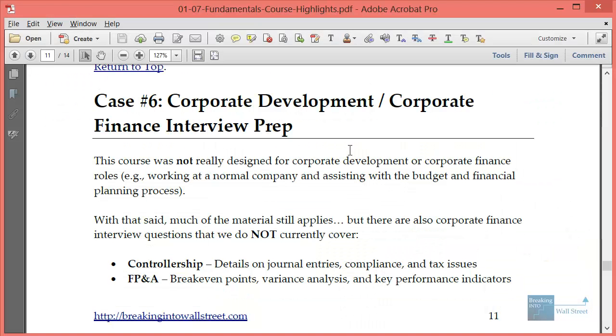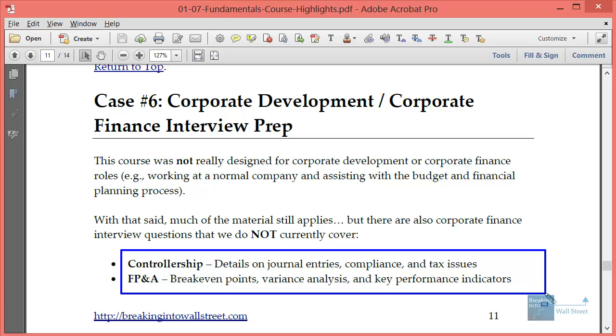So a lot of the material applies, but in these types of interviews, especially corporate finance, they will ask you questions on journal entries for accounting, compliance, tax issues, a lot of accounting questions that go beyond the scope of what we cover in the course, because from our perspective, these are just not that useful if you're advising a company on a deal or you're thinking about investing in a company. But if you're working internally at a company, these become more important. And same with FP&A, financial planning and analysis roles. There's just material here that we don't cover because it goes beyond the scope of this course.